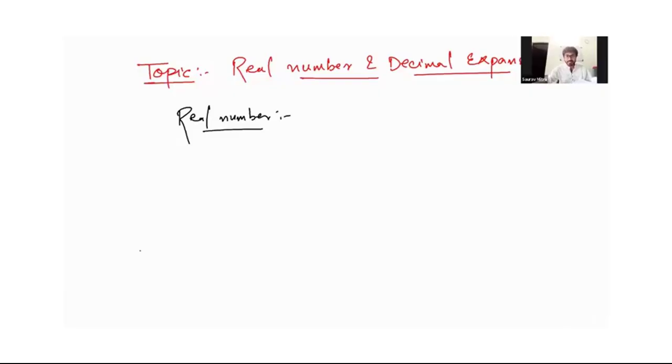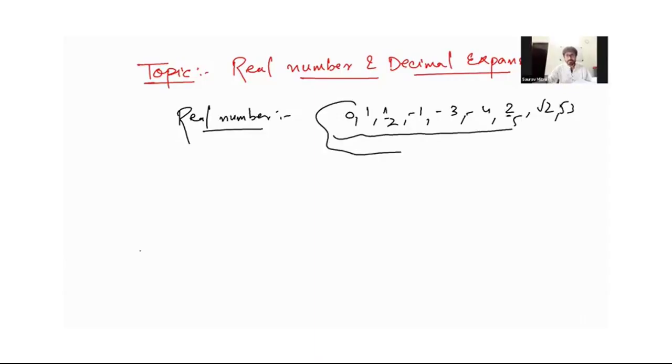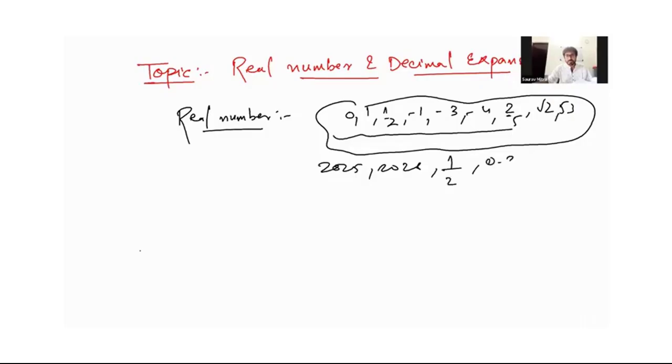Any number we can see around us, just like 0, 1, 1 by 2, minus 1, minus 3, minus 4, 2 by 5, even all the fractions, positive, negative, they all are real numbers. Even root 2, root 3, all these numbers which are visible to us, similarly 2025, 2026, 1 upon something, 0.34, these all are real numbers. We categorize all of these as real numbers.